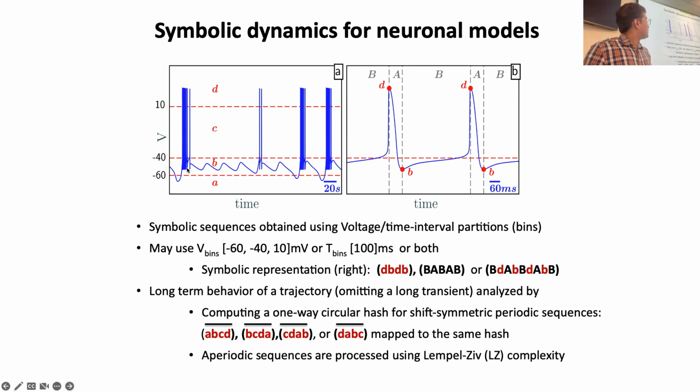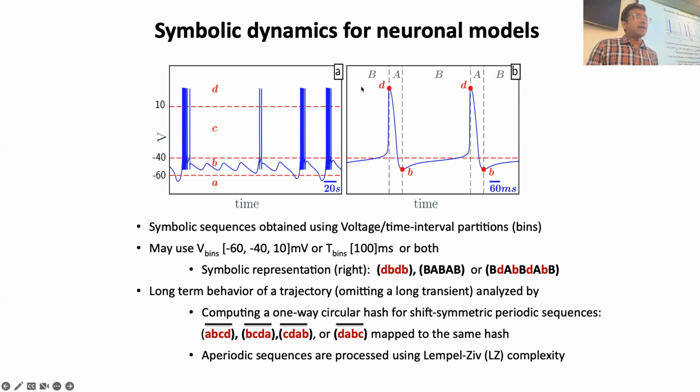Okay. So basically we are looking at events of maxima or minima in this voltage trajectory. And then as shown in the panel on the right, the red dots are the events of maxima or minima. And you could use a voltage partition. So then this point here would correspond to the symbol D. This point here would correspond to the symbol B.